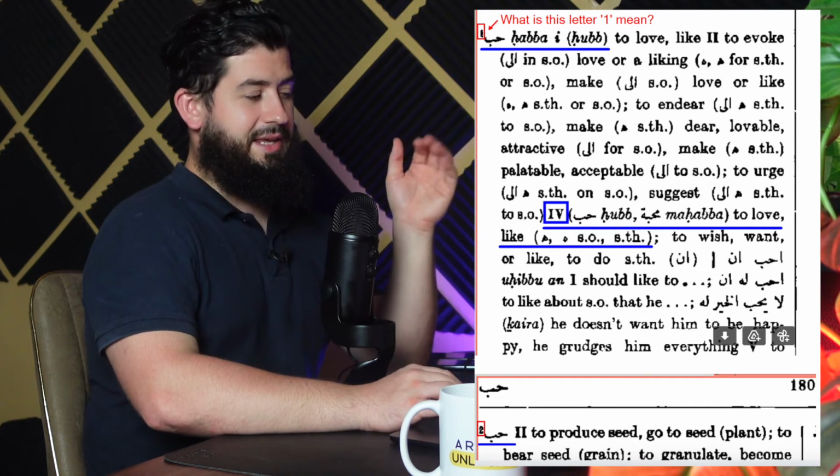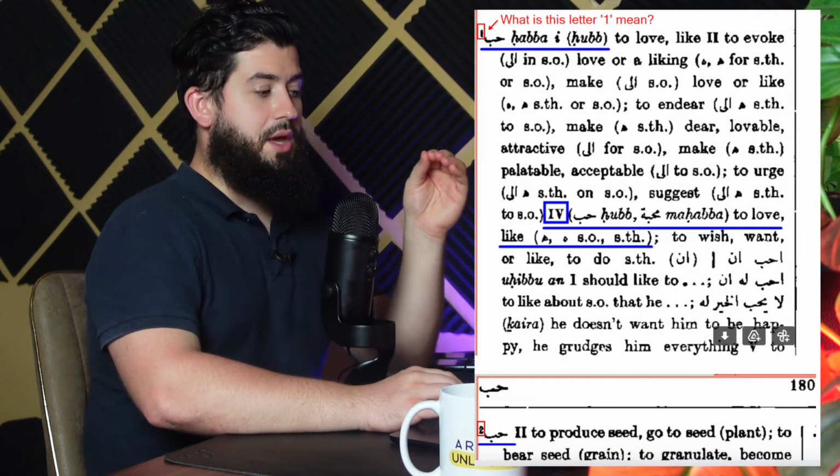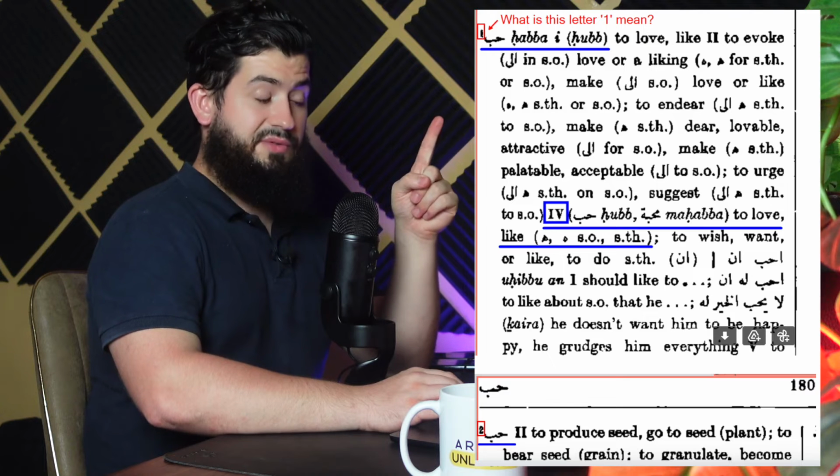But in any case, why are there 2 entries here? One of them has a number 1 next to it because it is a form 1 verb. The other one has a form 2, because it's a form 2 verb in this case. But it could also just be him labeling two separate entries based on meaning, because it seems to be a habit of Hans that he would prefer to put multiple entries for different meanings of something.